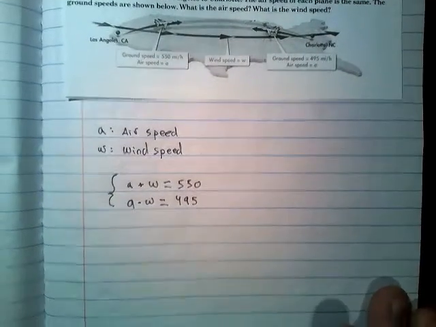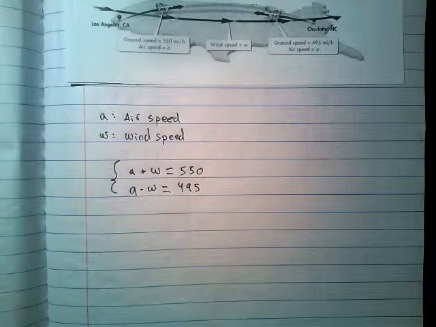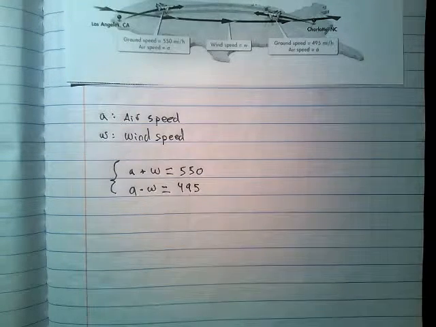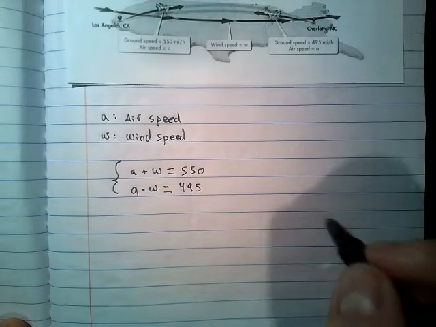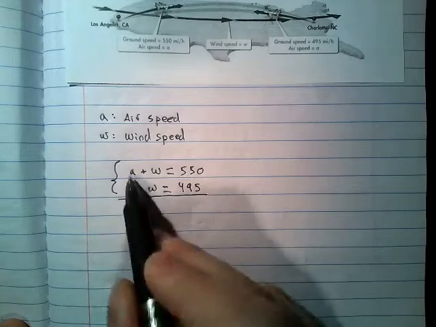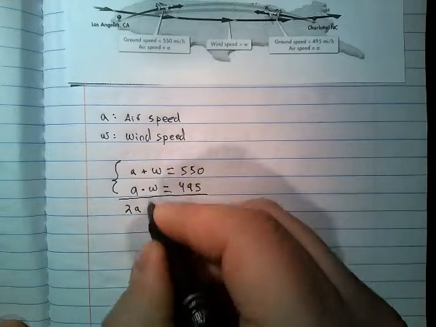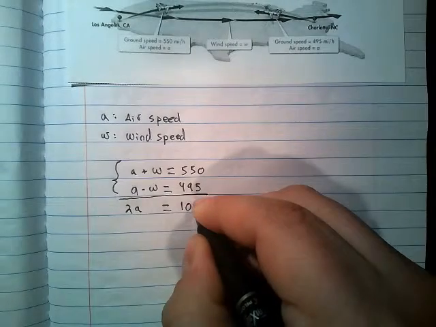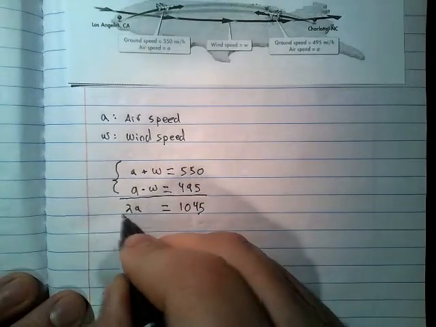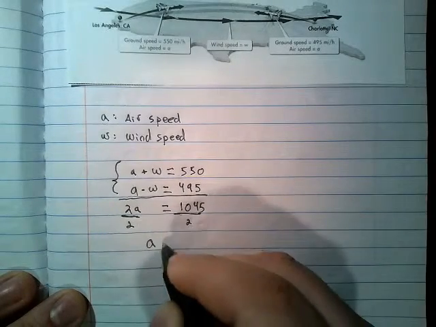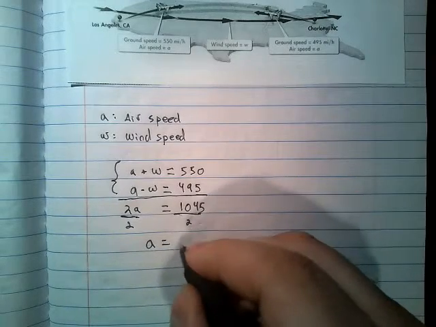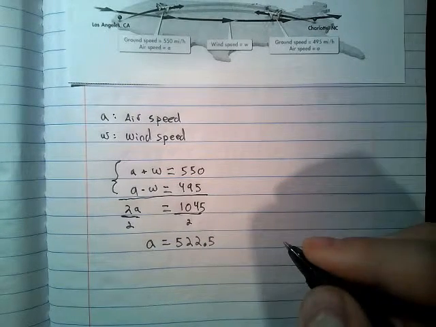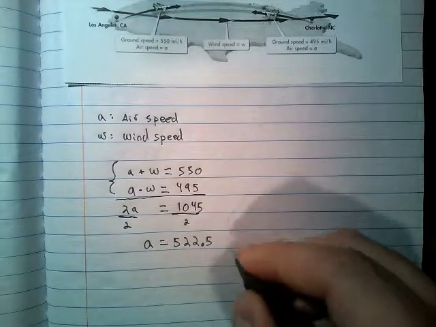Now I just have to figure out which way is best to solve this one. It looks to me right away that elimination would be the easiest because I have two opposites right here, positive W and negative W. So let's add those two equations together. When I add down, I get 2a, those cancel, equals 1045. Then I divide both sides by 2, and a equals 1045 divided by 2, which is 522.5. So the airspeed of the plane is 522.5 miles per hour.